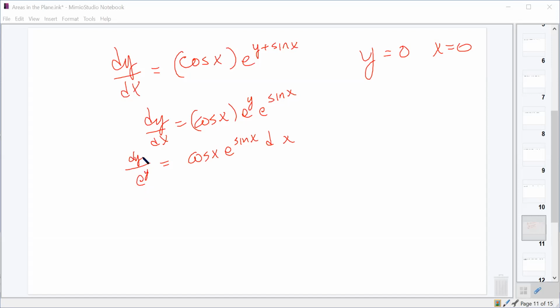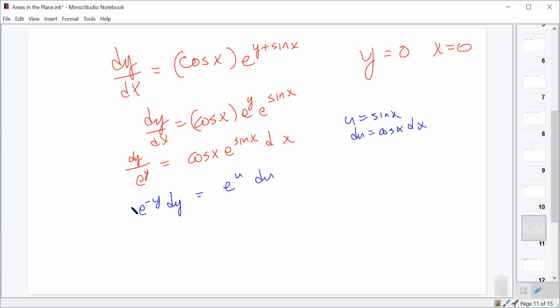On the left-hand side, we're going to have to rewrite this because dy over e to the y is not something we can just simply integrate. So we could rewrite that as e to the negative y dy. And on this side, we can't just integrate that without doing a u sub. So we'll let u equal sine x, and du will be cosine x dx. So this side will become e to the u du.